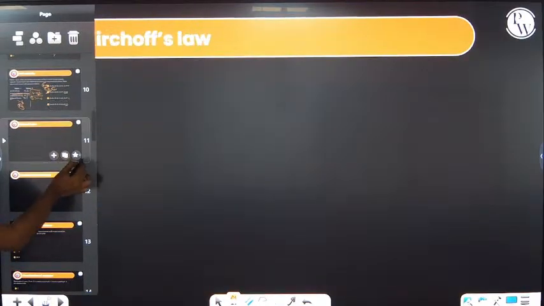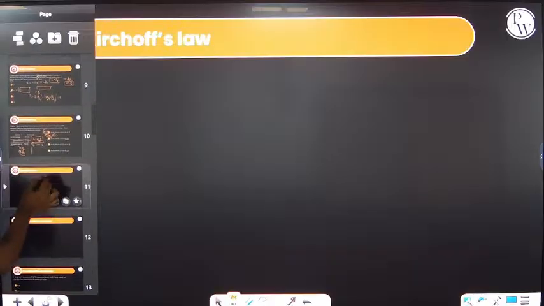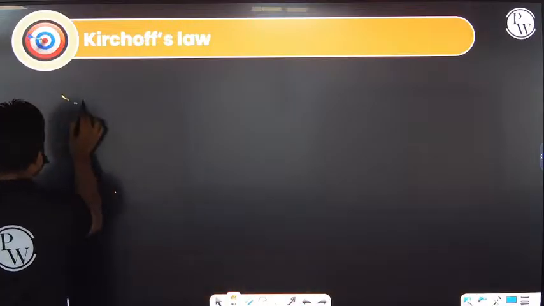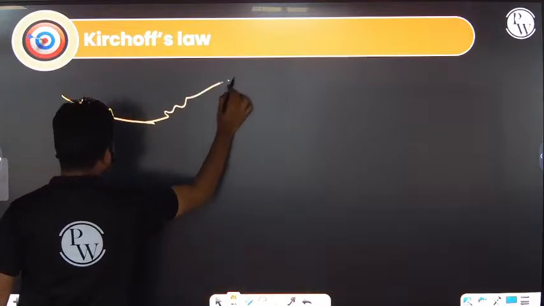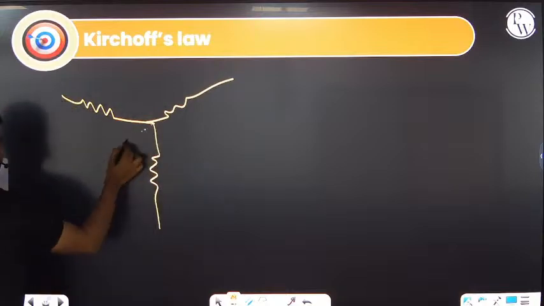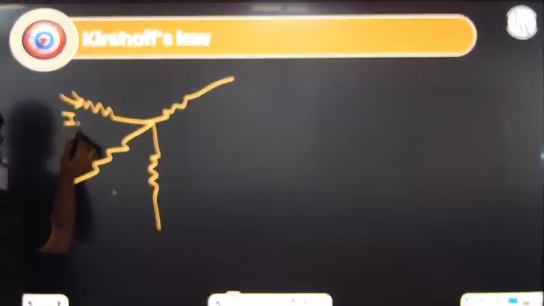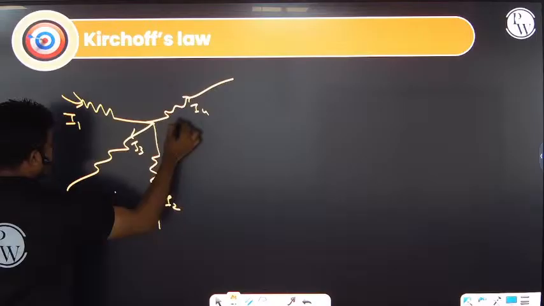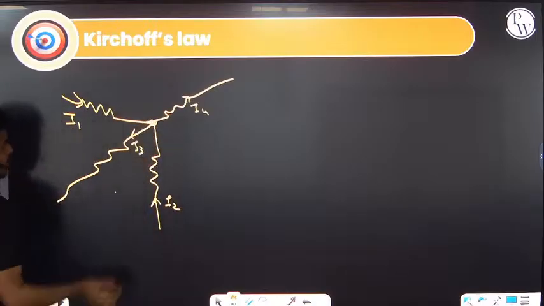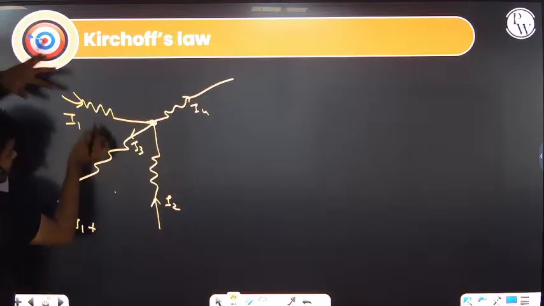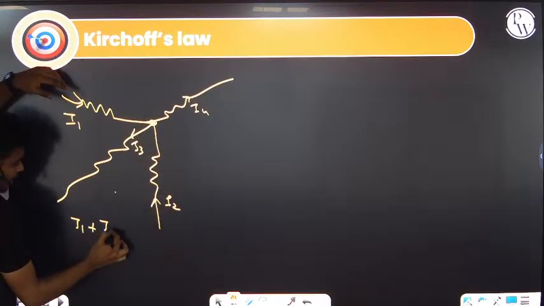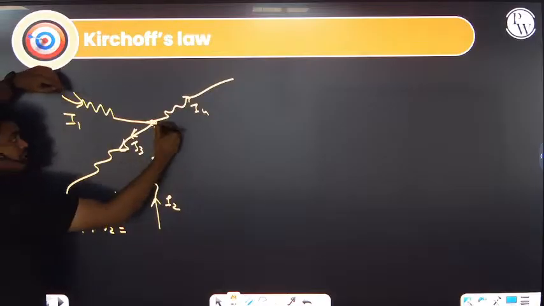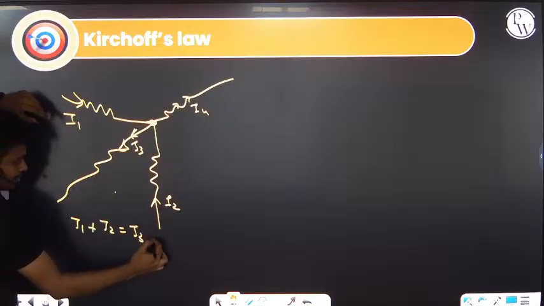Moving to next, Ohm's law we discussed: V is proportional to IR. Then Kirchhoff's laws: Kirchhoff's current law and second, Kirchhoff's voltage law. Suppose we have a junction with resistances. Let's say current I1 is coming here, and from here current I2 is coming, from here current I3 is going, and from here current I4 is going. At this particular junction, the incoming current is I1 plus I2, and the outgoing current is I3 plus I4.